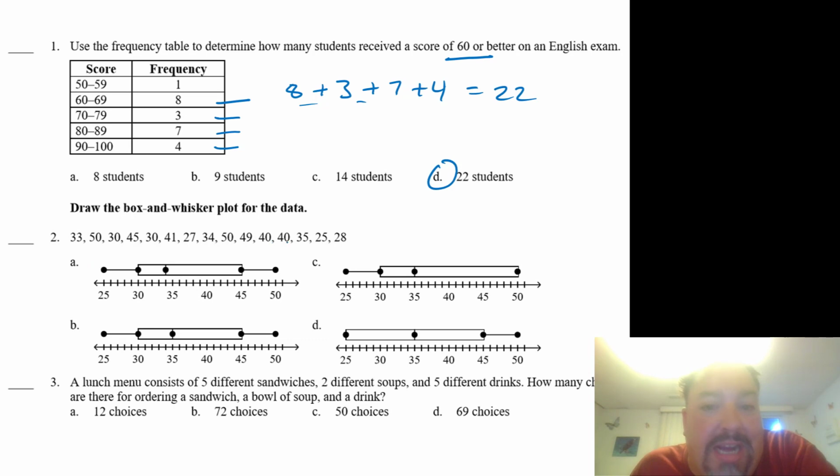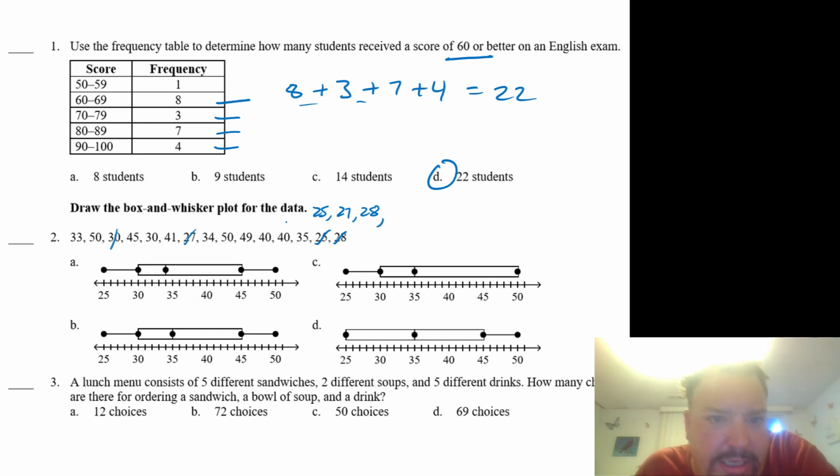Here we're using a box whisker plot. So make sure you put your answer, your numbers here in order. Let's see if we can do this quickly. So what's the smallest number here? Looks like it's 25. So we got 25. Cross that out. And we got a 27. And then we got 28.